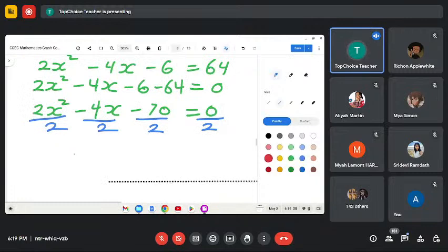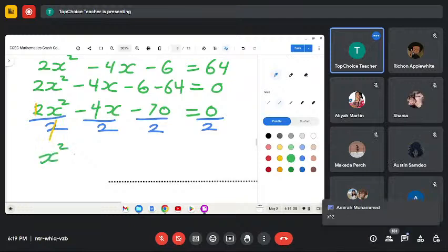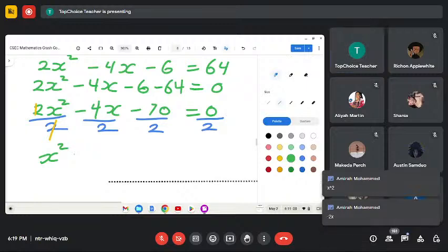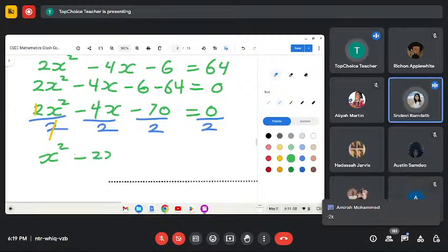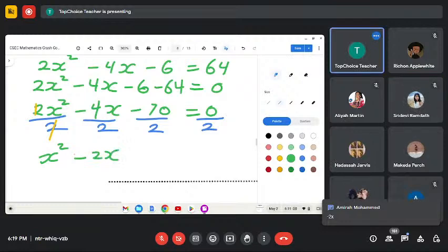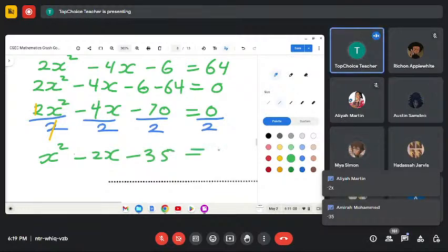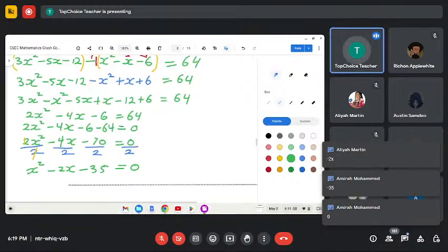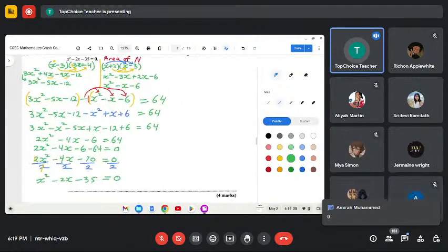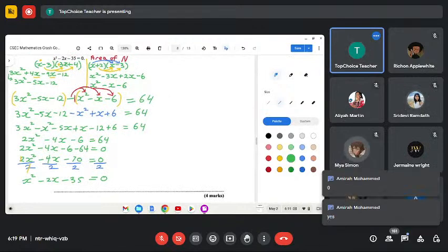So what is 2x squared divided by 2? x squared. If you notice, the 2 and 2 will cancel, so all we are left with is x squared. What is negative 4x divided by 2 now? Negative 2x, right? So don't forget your negative. What is negative 70 divided by 2? Negative 35. And what is 0 divided by 2? 0. Is this what they had now? Let's look at it. Did we get it? Yeah.